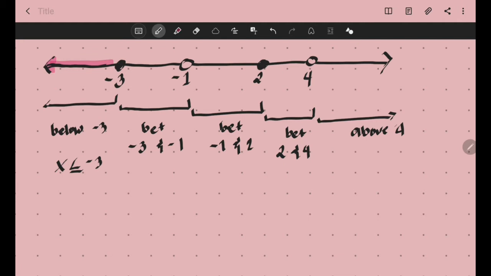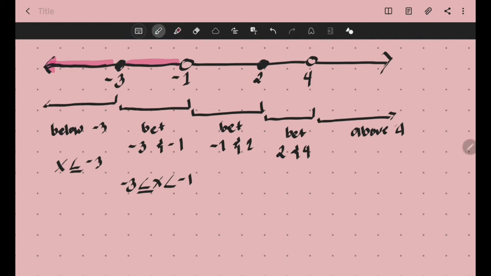Next, we have between negative 3 and negative 1. So, the possible values of x is between negative 3 and negative 1. Since ang pinakamababa ay negative 3, so negative 3 is less than or equal to x because that is included. At ang pinakamataas naman ay negative 1. So, therefore, x or the possible values of x is less than negative 1. Since negative 1 is not included, walang equal yung ating less than.